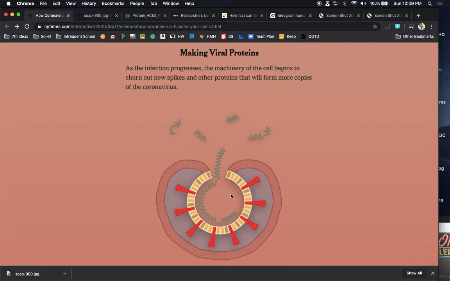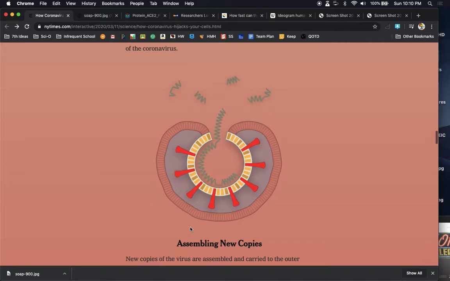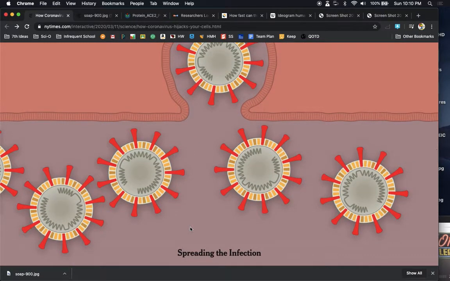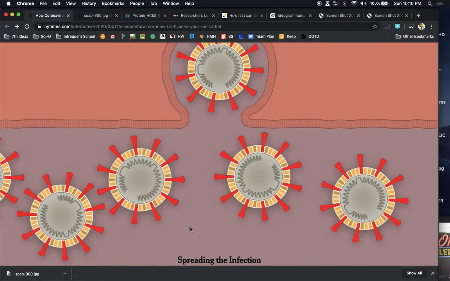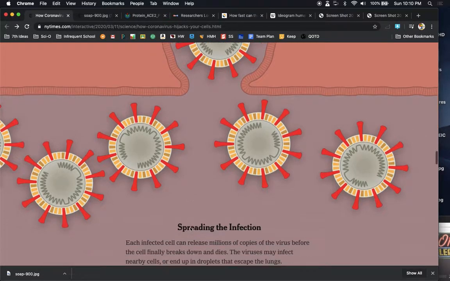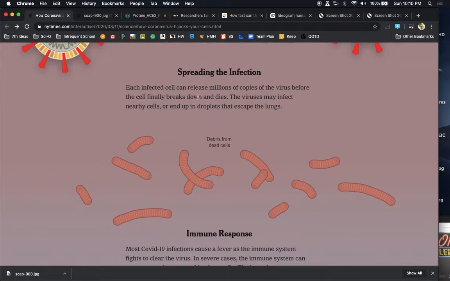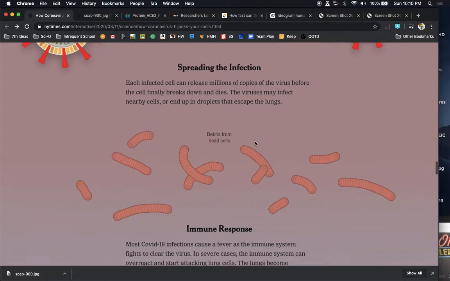So it's making this, the genetic material gets divided, and it's going through mitosis and making new copies and new copies, and pretty soon you have a bunch of infected cells in your body. Remember, these are the types of cells that are going through your airways. So that's where we have the respiratory issues. Each infected cell can release millions of copies of the virus before the cell finally breaks down and dies. The virus may infect nearby cells or it ends up in droplets that then escape into the lungs.